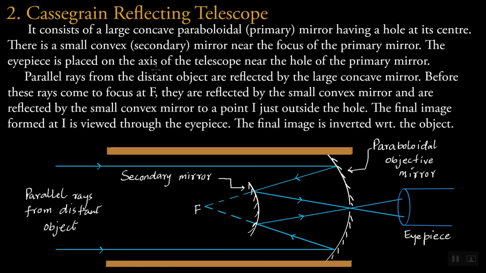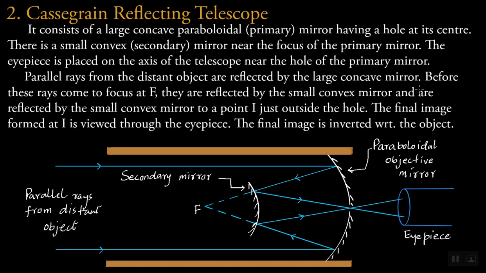The eyepiece is placed on the axis of the telescope near the hole of the primary mirror. This is the eyepiece. It is placed on the axis, near this hole of the primary mirror. Parallel rays from the distant object are reflected by the large concave mirror. So you can see here that these parallel rays which come from the distant object are reflected first by this primary mirror, which is paraboloidal in shape. Then these rays go and again get reflected from the secondary mirror. Those rays reflected from the secondary mirror emerge from this tiny hole and enter the eyepiece.